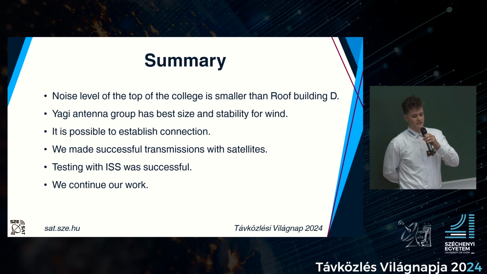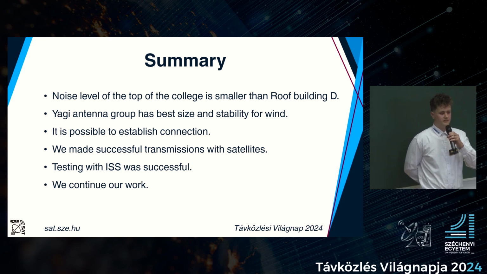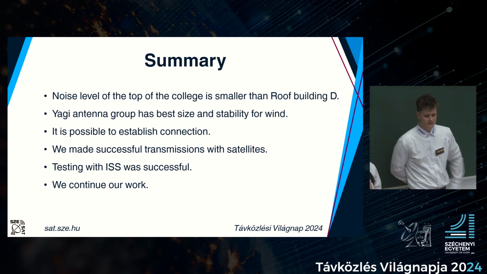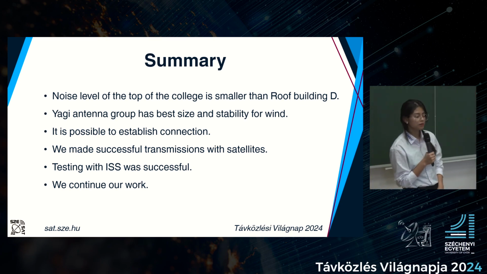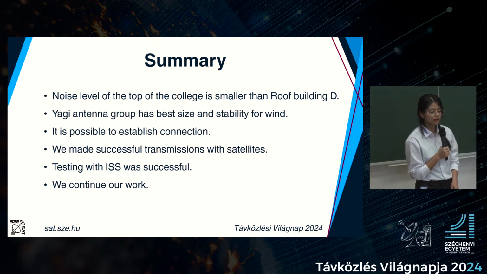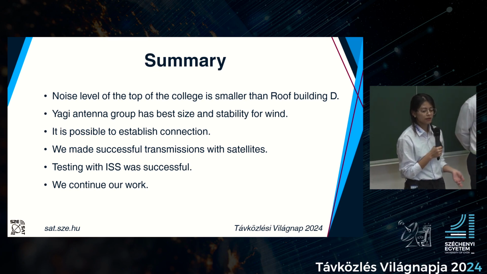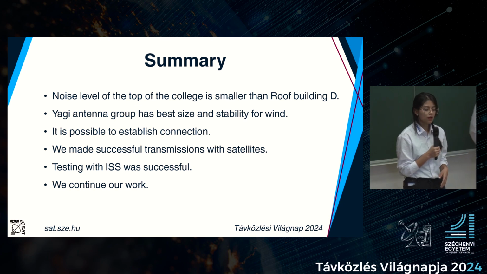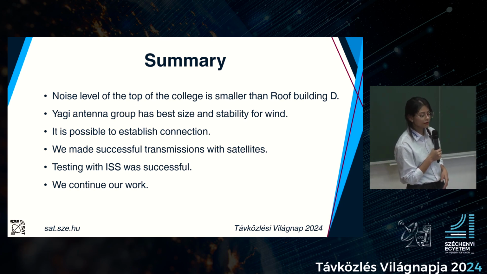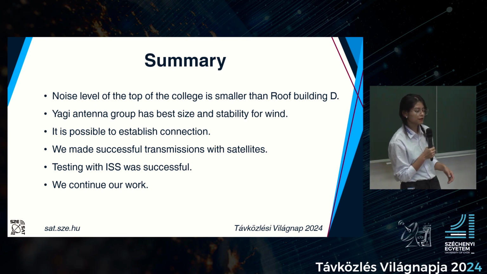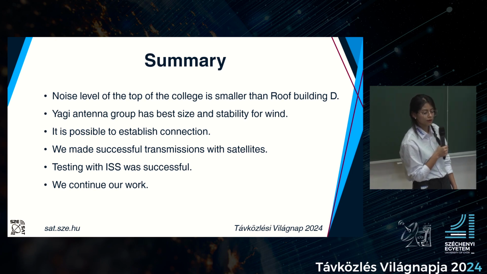It is possible to make a connection, and we made successful transmissions with other satellites also, especially with the SO-50 satellite. We made 9 successful connections, which has a much lower power signal than the ISS. Also, all tests with the ISS were successful, proving that our calculations were correct. And we continue our work because we want to create a duplicate ground station without any unexpected error.